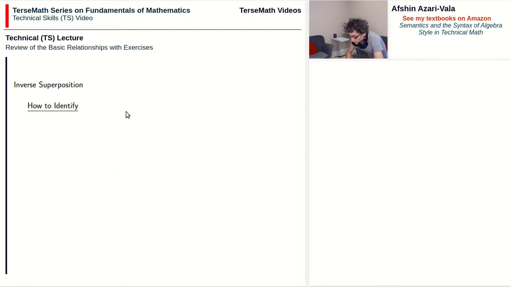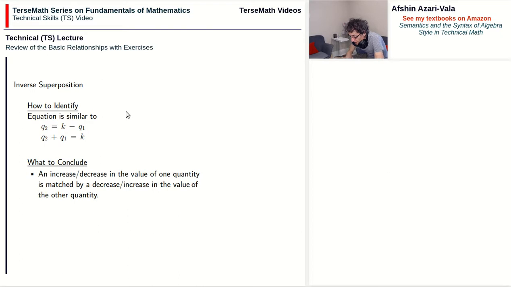For inverse superposition, you compare the given equation to Q2 equals K minus Q1, which is the standard form, or Q2 plus Q1 is equal to K, which is the conservation form. The two things to conclude: one, an increase or decrease in the value of one quantity is matched by a decrease or increase in the value of the other quantity. So one quantity increases, the other one decreases, or one of them decreases, the other increases. And these things happen by the same amount.